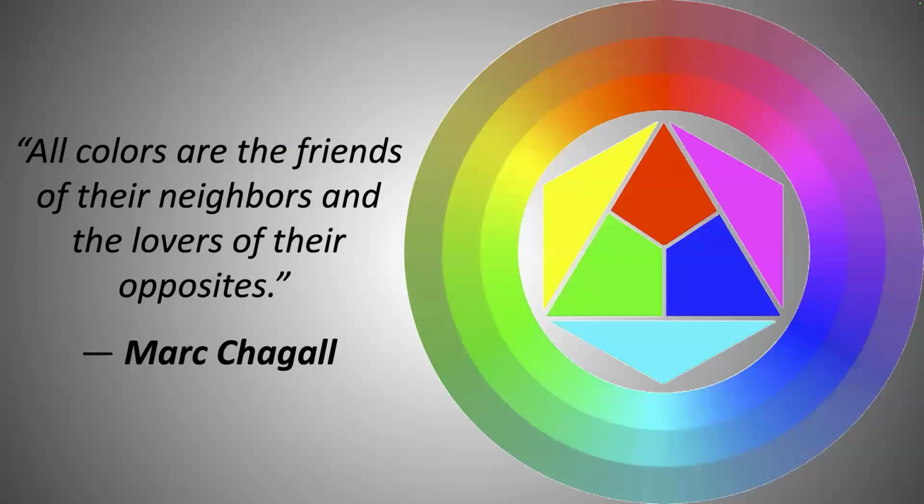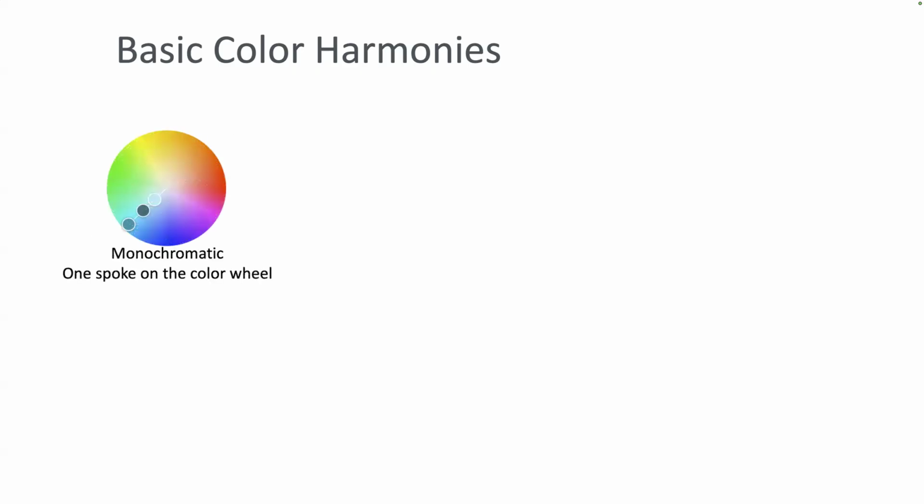So moving on, let's go back to the color wheel and talk about color harmonies. I thought this quote was kind of appropriate. Colors are the friends of their neighbors and lovers of their opposites, which we'll see in a moment in color harmonies. So moving away from the brain teasers and games, color harmony is combining hues in a way that is pleasing to the eye. We do it every day, right? We do it in foods and clothing, accessories. We do it all the time, just how we arrange things.